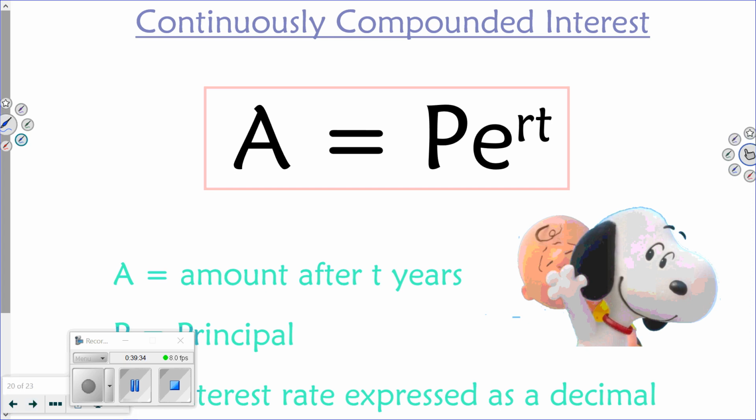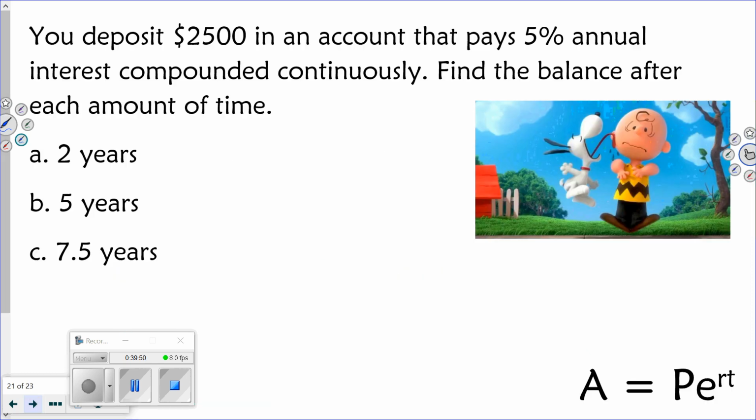All right? So I always refer to this one as APERT, P-E-R-T, APERT. Your principal amount you started with, E is a number in your calculator, and then your rate, which is always a decimal, times the time in years. Okay? So if you deposit $2,500 in an account that pays 5% annual interest compounded continuously, find the balance after each amount of time.